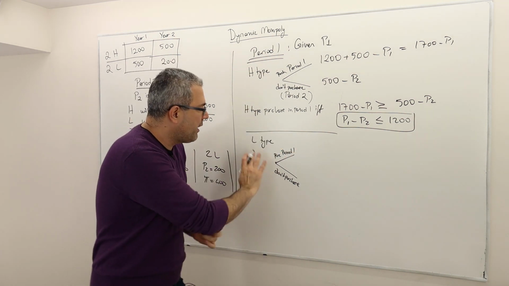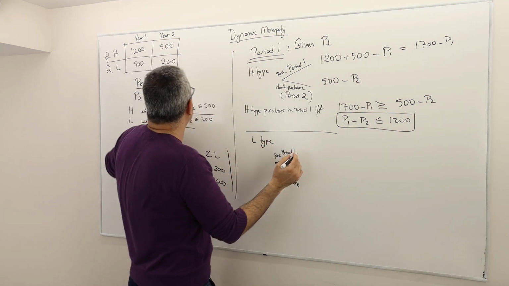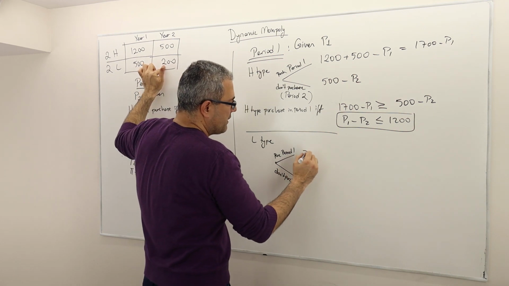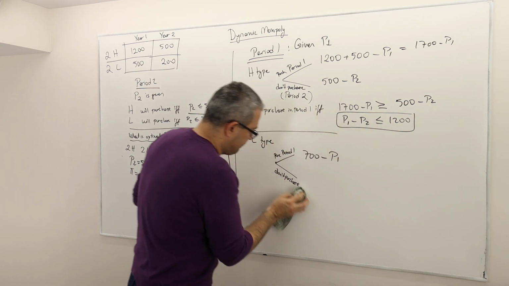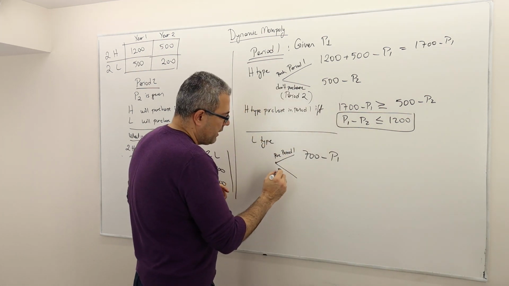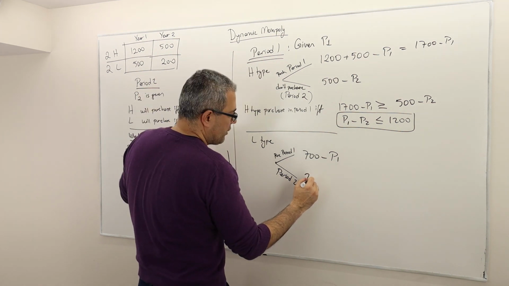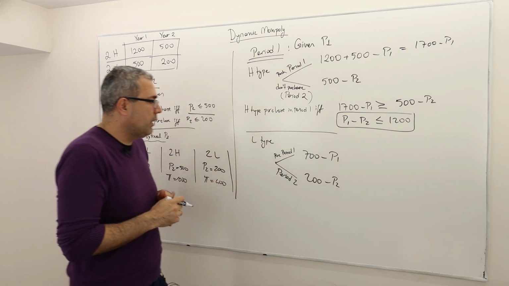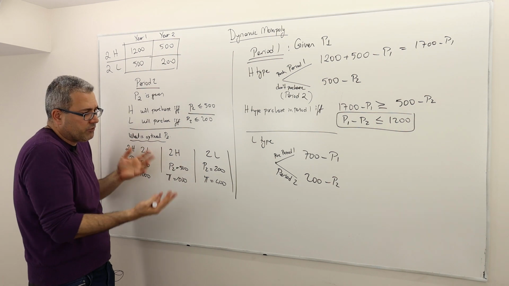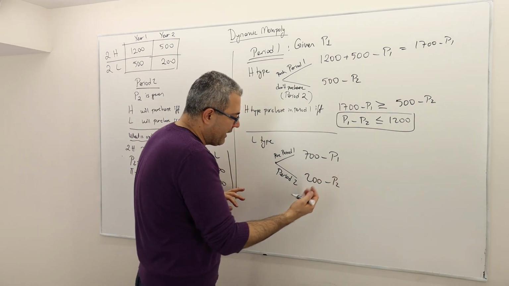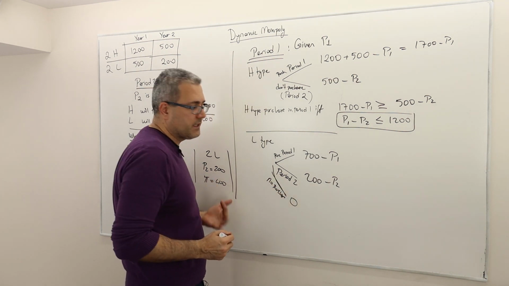So if the difference between P1 and P2 satisfies this, we know that the high types will definitely purchase this good. What about the low types? If the low types purchase in period 1, the benefit is going to be 500 plus 200, 700 minus the price of good 1. If it purchases in period 2, its profit is going to be 200 minus P2. If P2 is going to be 500, then this is negative, so this is like no purchase, and it's going to be 0.